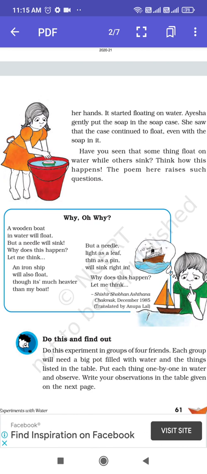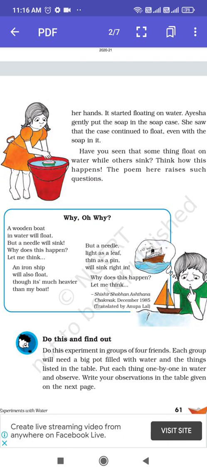But the needle will sink. Why will the needle sink? Because it is made up of iron. And second thing, the most important thing is the compactness of the iron pin, right? The pin. The atoms, the molecules of that pin are tightly packed. That's why it sinks to the bottom.